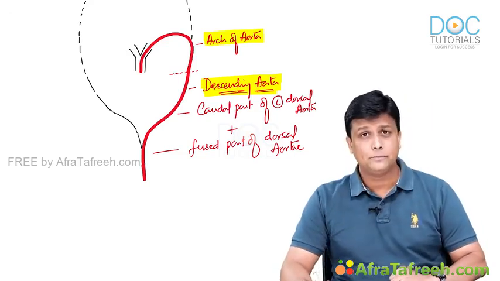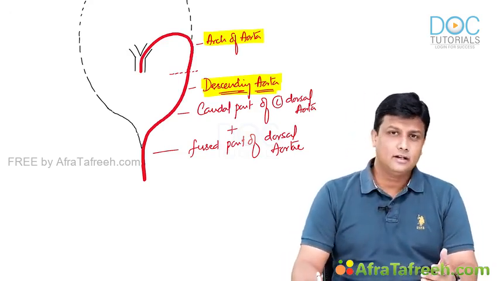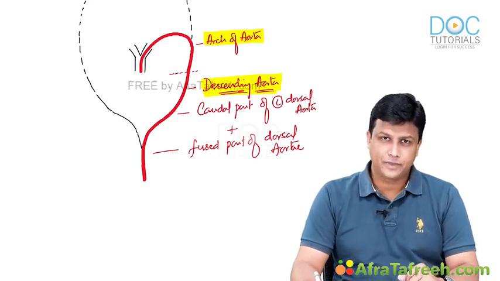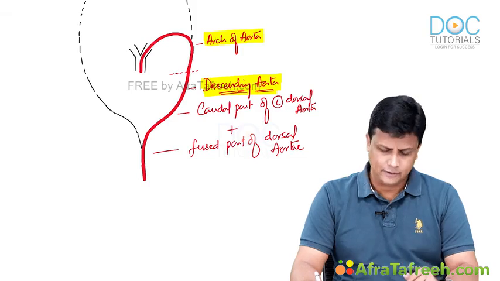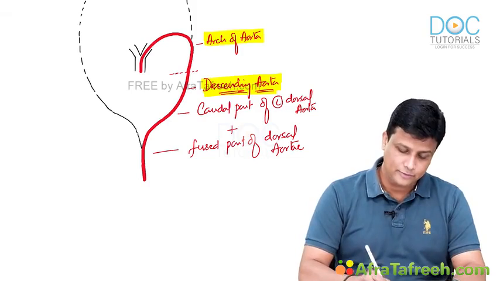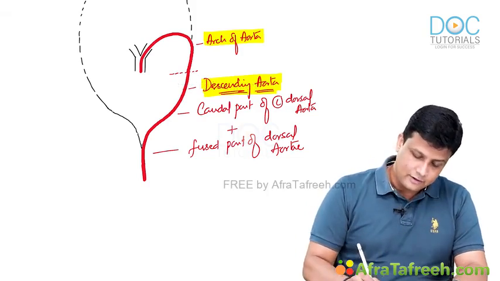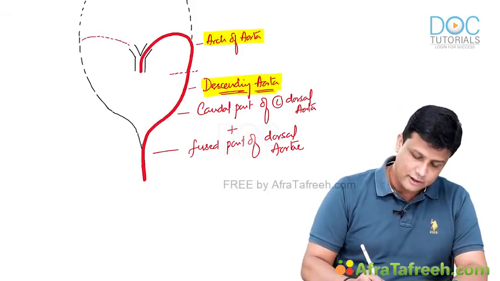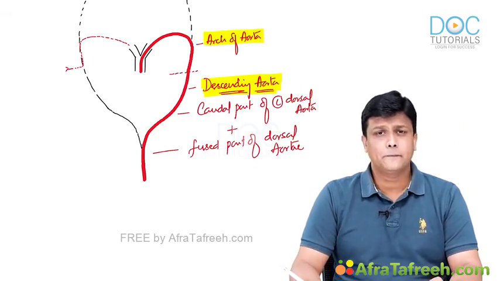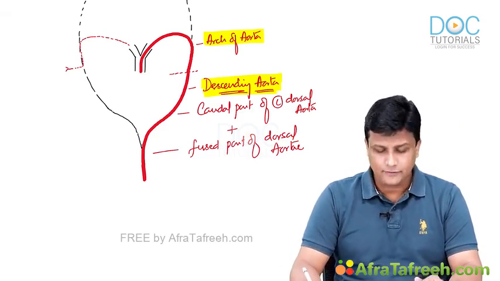Now there was a question given in the exam, which was asking about what is the reason for the formation of abnormal subclavian artery, that too the right one, abnormal right subclavian artery. First of all, let us recall the normal one. Just now I taught you. The normal right subclavian artery is derived from the right fourth arch artery, right dorsal aorta, and then the right seventh cervical intersegmental artery.